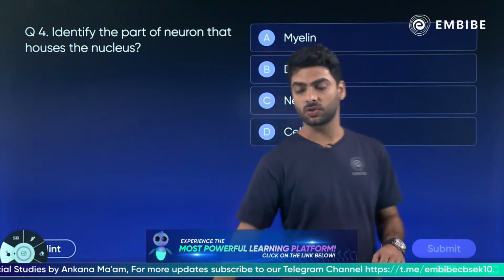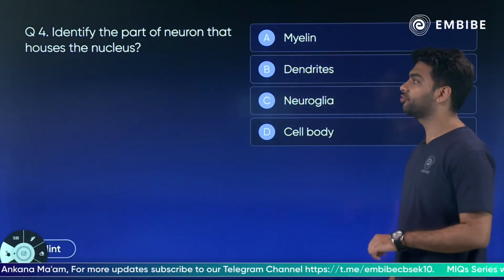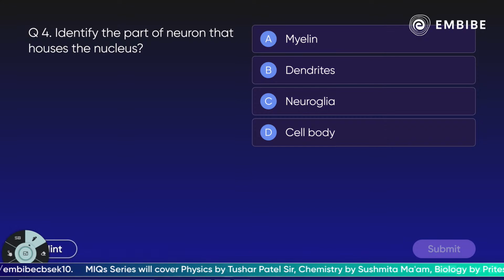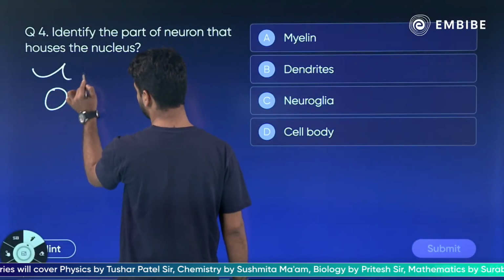And here is the next question. Identify the part of the neuron that houses the nucleus. So which part of the neuron houses the nucleus? The myelin, the dendrites, the neuroglia, or the cell body. Now we need to know the structure of a neuron for that. So how does a neuron look like? The neuron looks like this.